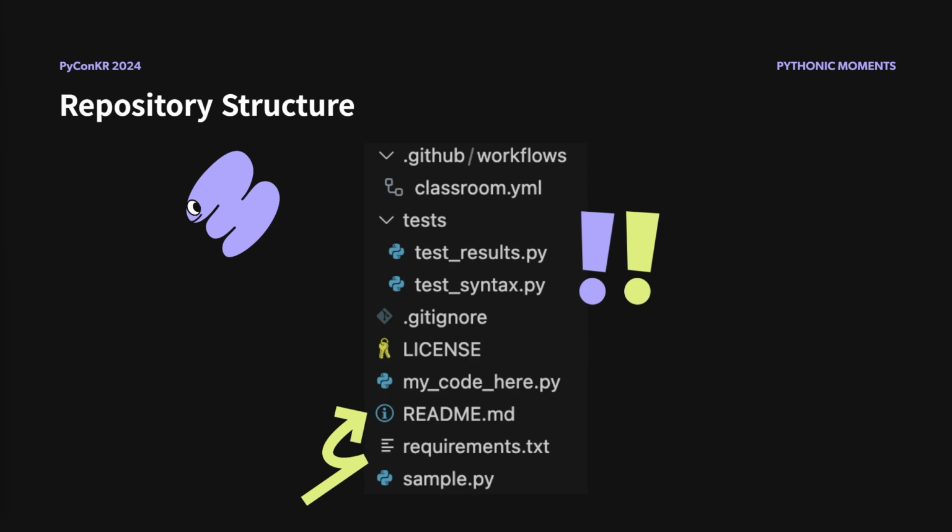This one is, in fact, one of the most important files, because students will have to be able to get all the important information from the readme.md file. And of course, the requirements text file has to include all the important modules to run the tests in the student code.